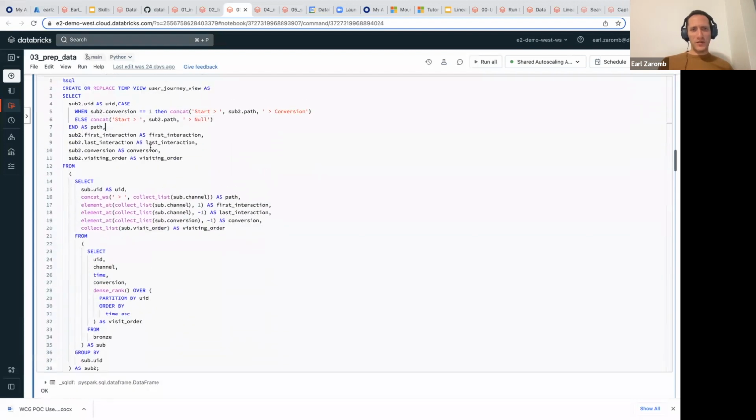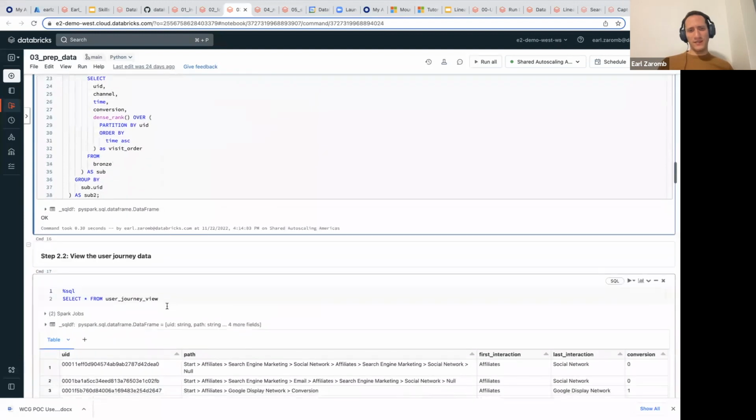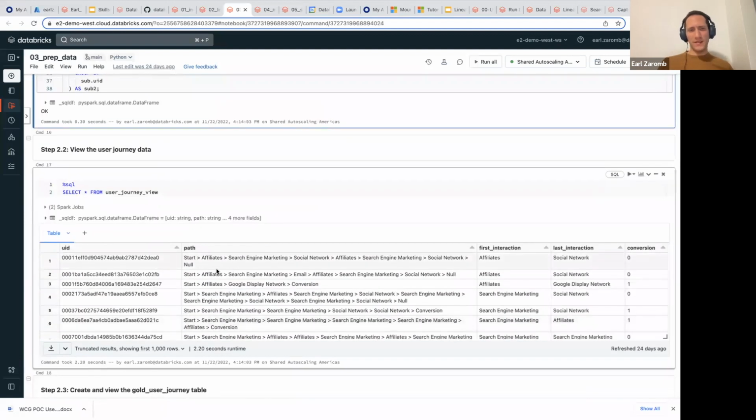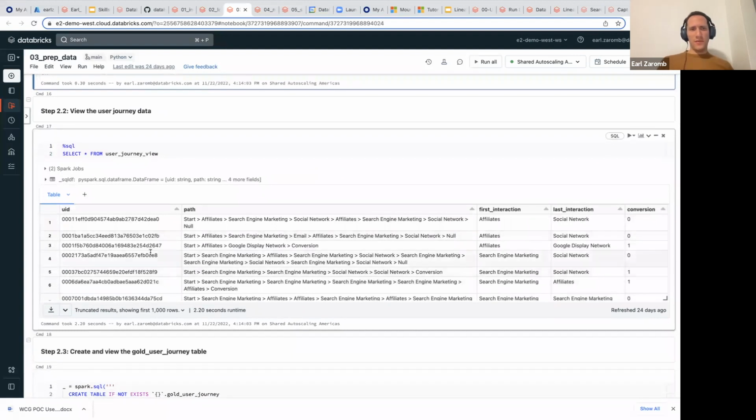So the idea here is we're going to go through that bronze level data, parse each individual impression, and flatten it so that we have the whole path of the journey. This is what that data now looks like: for each customer or prospect, we have the full journey that they took to either a conversion or a non-conversion, like in this example, null at the end being a non-conversion.